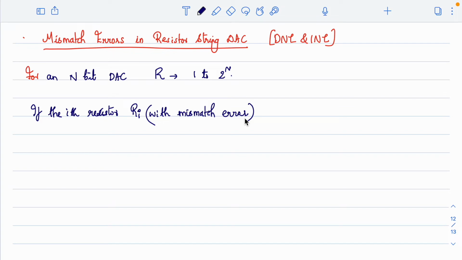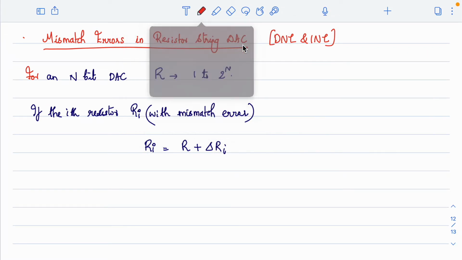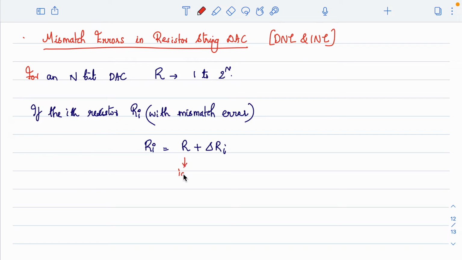So what do you understand by mismatch error? Ideally the value of the ith resistor should be equal to R. R is the ideal value. But due to mismatch, the ith value is not R; there is a mismatch, and I am writing that mismatch as delta Ri. Right. So this is the ideal value, and this delta Ri is due to the mismatch error.